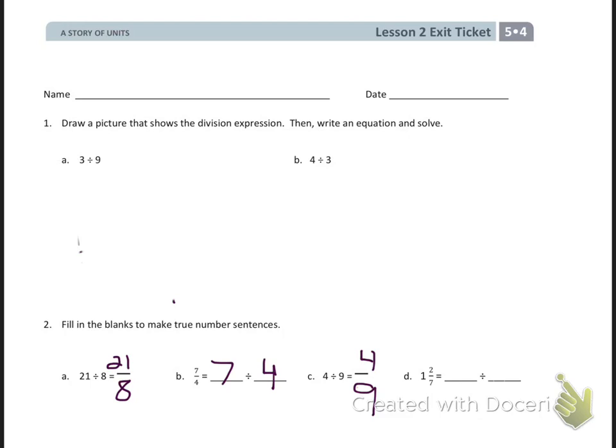And 1 2 sevenths, well, you have to think, 1 is equal to 7 sevenths, and then we have 2 sevenths, so 7 plus 2 is 9, so you really have 9/7, or 9 divided by 7.